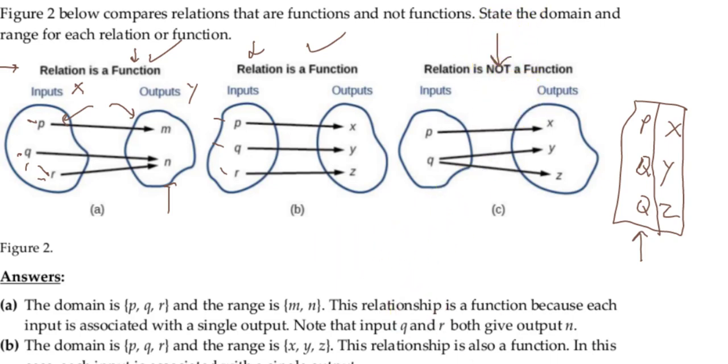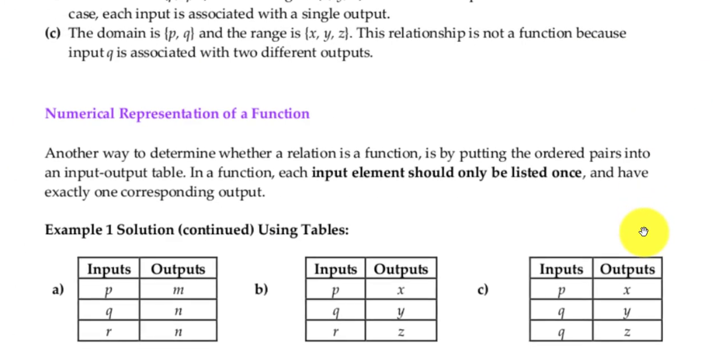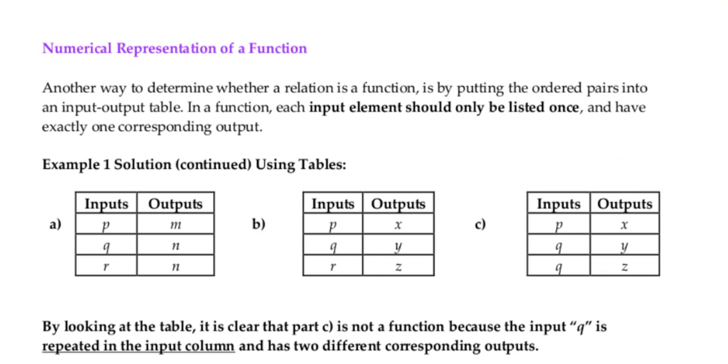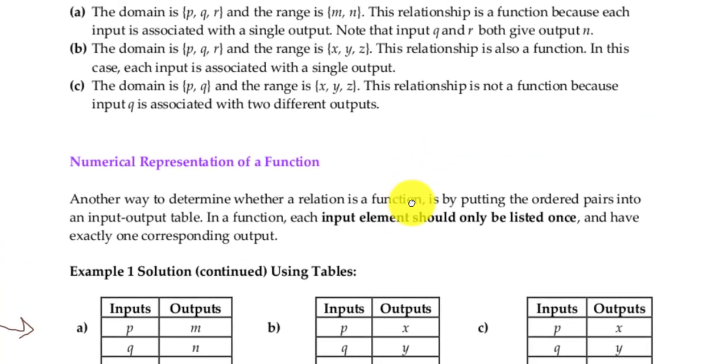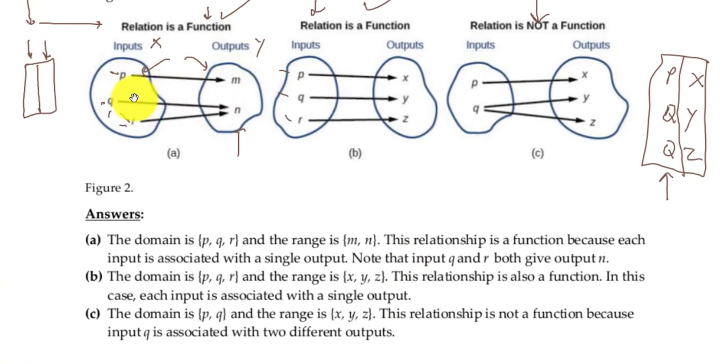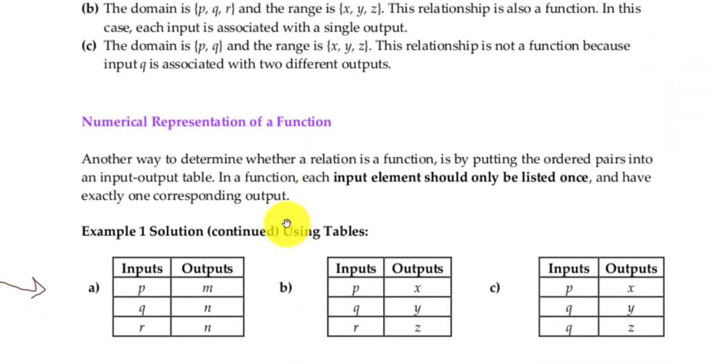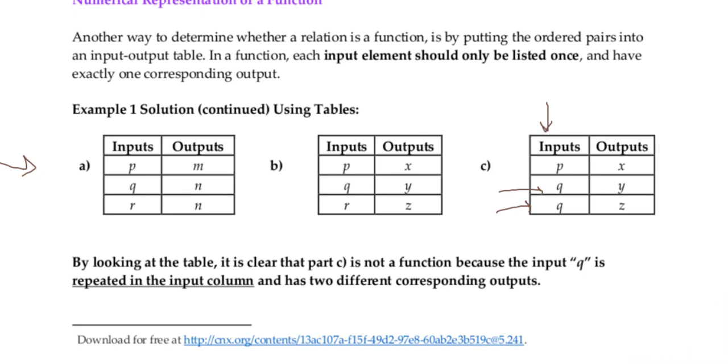Okay. All right, let's keep moving. If you look down here, they've actually written out the relations for us. So they took the graphical version, P to M, Q to N, R to N, and they put that in the table for us. So you can just quickly look at the table like we did up top. And again, you realize that this one is not a function because Q appears twice in the input column. Okay. Let's go to the next page.